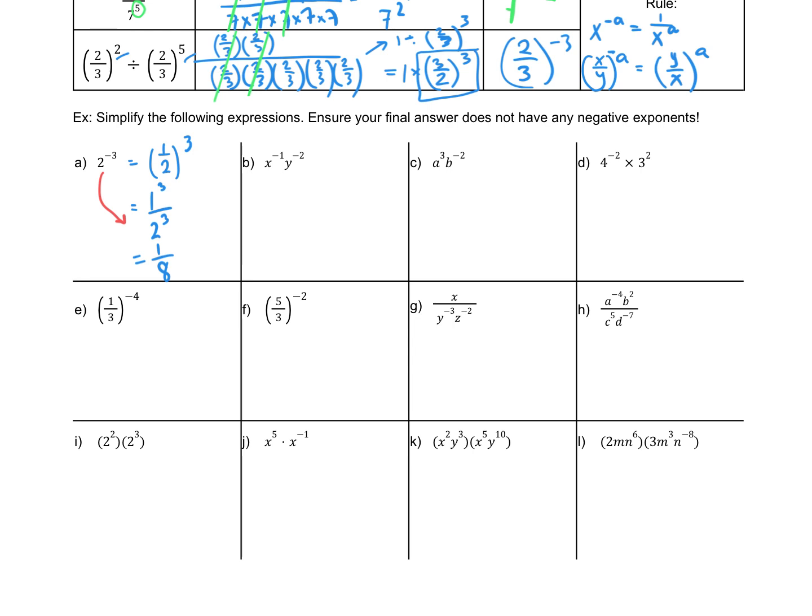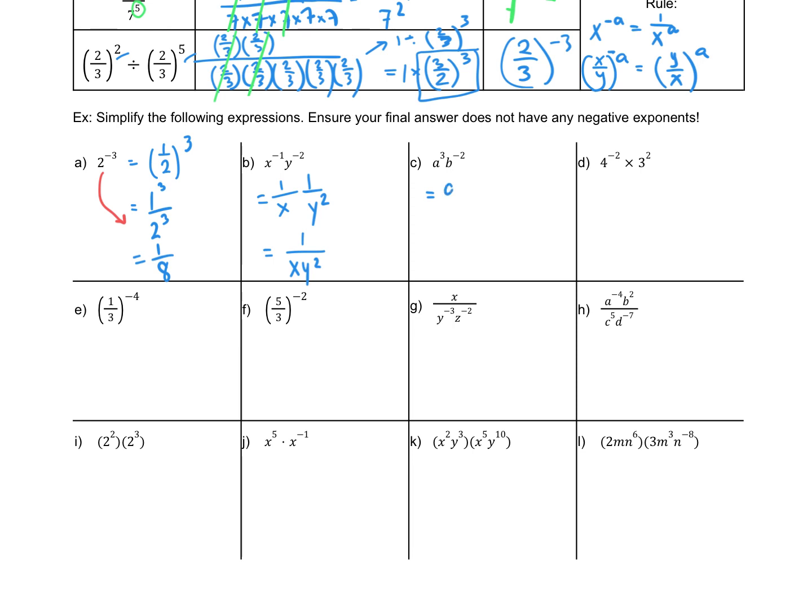Next, I have x to the negative 1 times y to the negative 2. So I can't do anything with those exponents in terms of uniting them because x and y are different bases, but I can take the reciprocal of each of these to make the exponent positive. And then, instead of writing it like this, I'm just going to unite the fractions because multiplication means multiply the numerators, multiply the denominators.